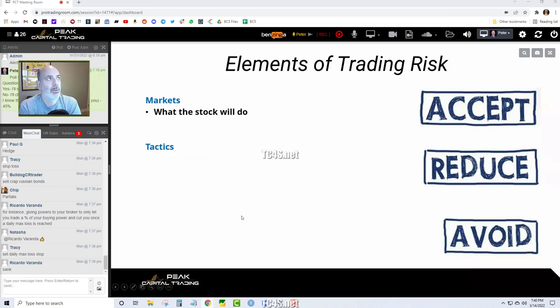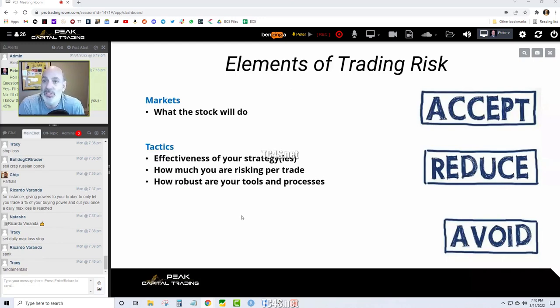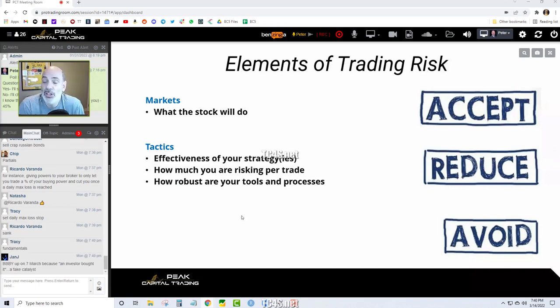Reducing the risk, right? Well, you reduce the risk by implementing tactics that allow you to eliminate some risk from your trading. Some examples of that are, well, the effectiveness of your strategies, knowing how effective your strategy is, right? Is this strategy likely to win 50% of the time, 60, 70, 80? If you know that, that's a tactic you can use to reduce the risk on your trade, because you can focus on strategies that give you an appropriate risk profile.